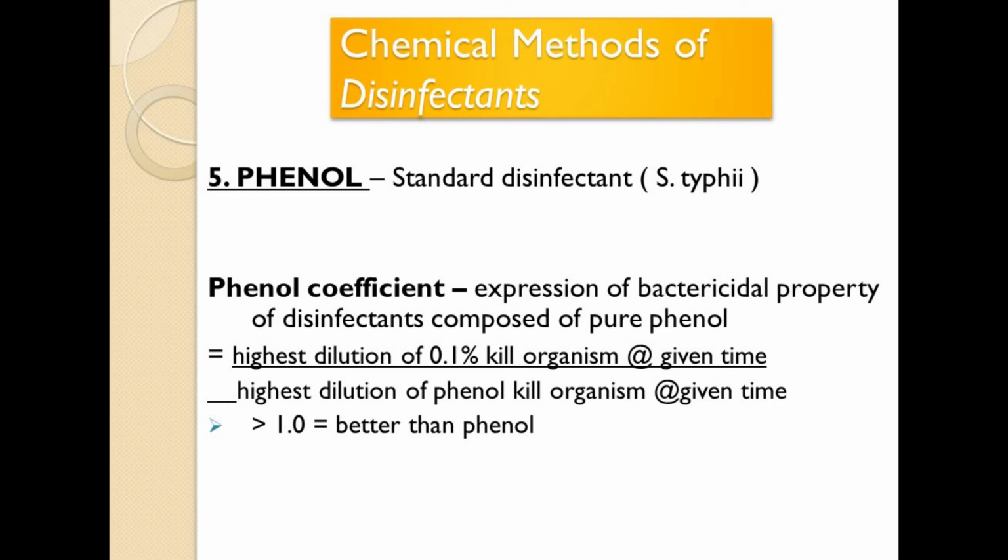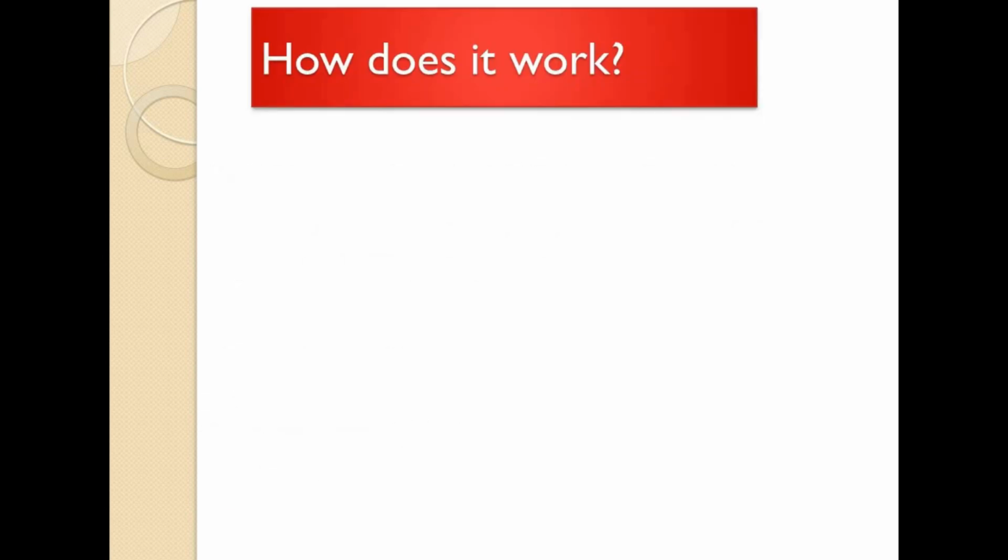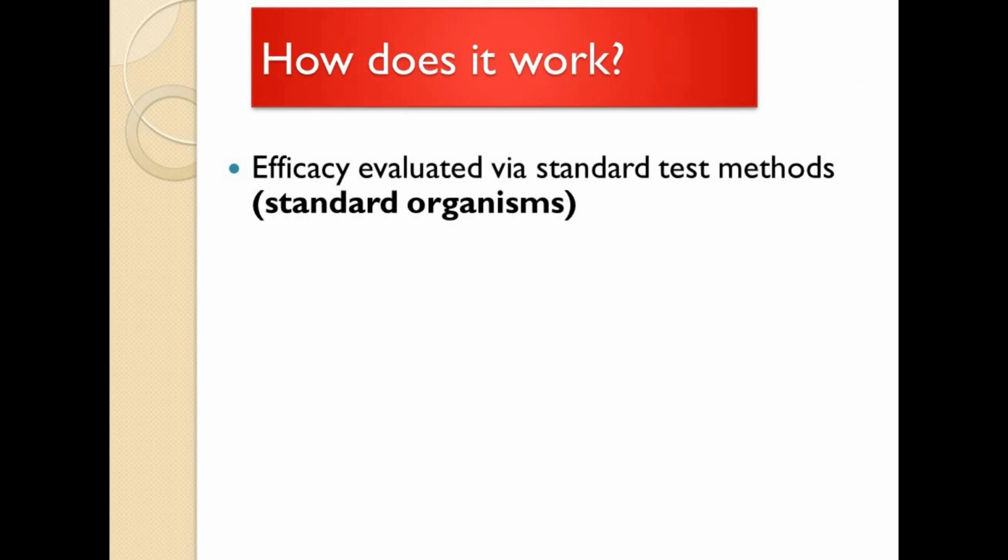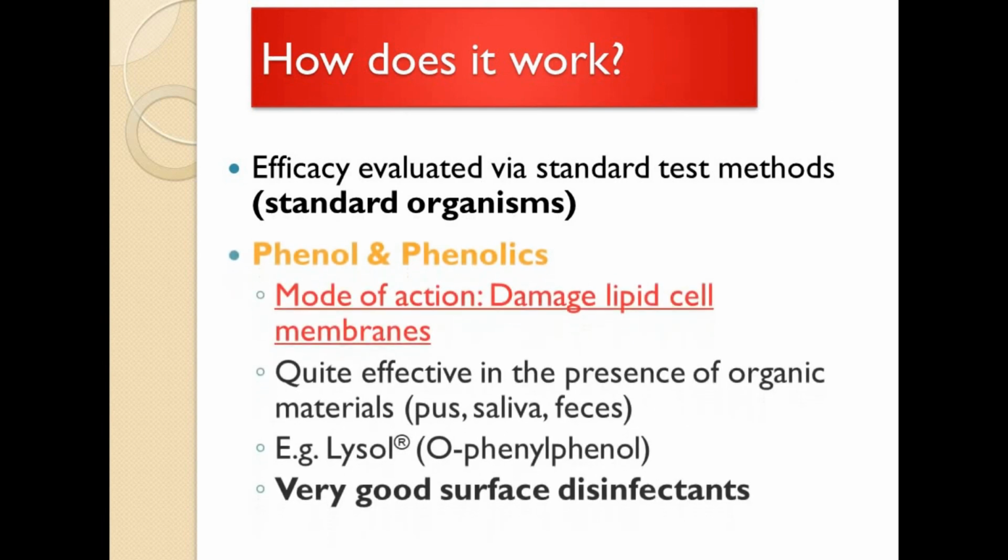Greater than 1.0, better than phenol. Less than 1.0, phenol is better. Okay? So, equal to 1.0, same efficiency. So, the best example of this is phenol. Okay? Phenol agent. This is a standard disinfectant for your Salmonella typhi. How does it work? The efficacy is evaluated via a standard test method, using what we call a standard organism.